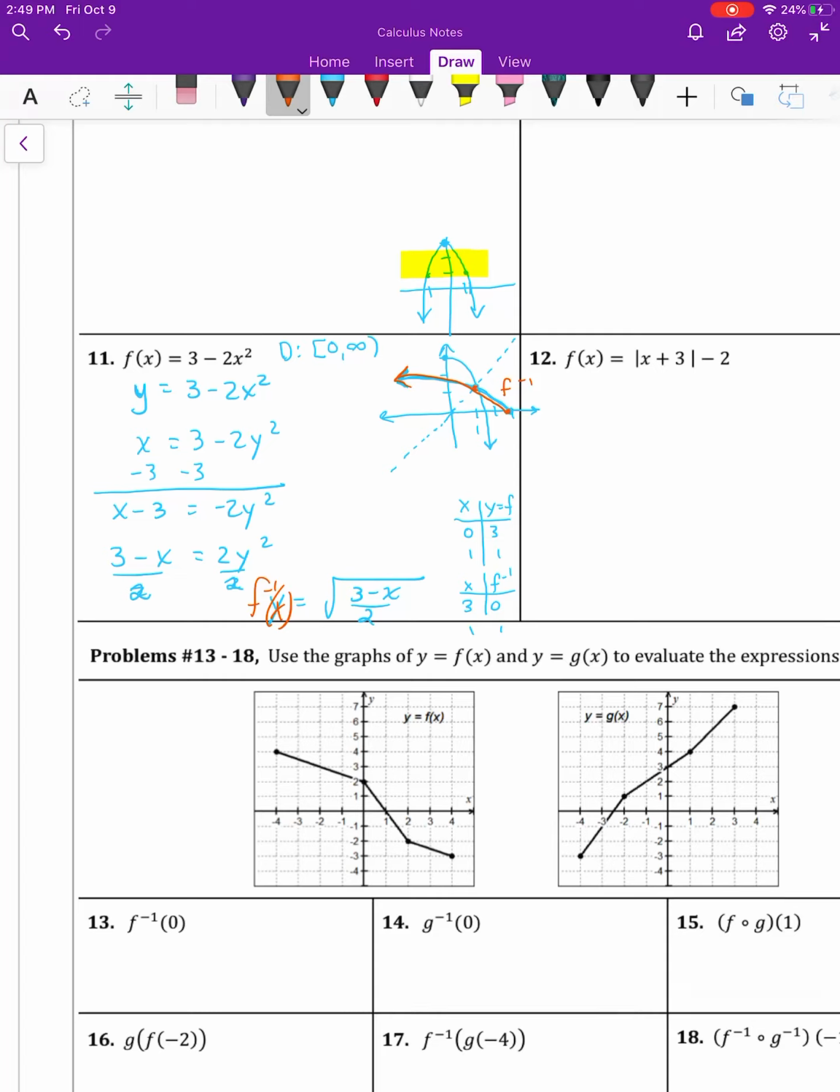And we need to know now the domain of each. So we said that the domain of f was 0 to infinity, and the range of f was, because here's your f, right? This right here is your f, the one in blue, going down, down, down like that. So the range is going to be, I'm sorry, negative infinity to 3.